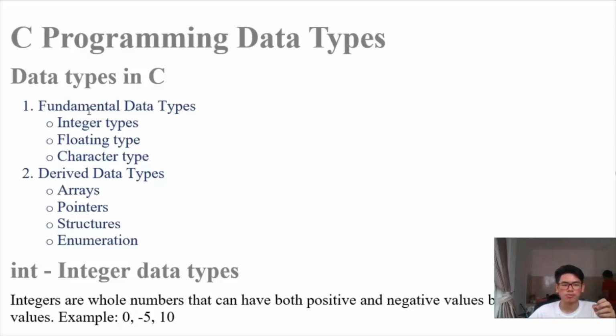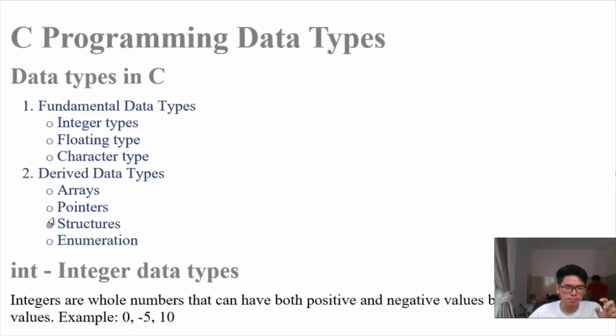Today, we're going to look into the fundamental data types of C programming, which are integer type, float type, and character type. So let's start. Integer data types are whole numbers that can have both positive and negative values but no decimal value. For example, you can have 0, 1, 2, 3 or -5 or -10, but not 1.5 or 2.5, as long as there's no decimal value.